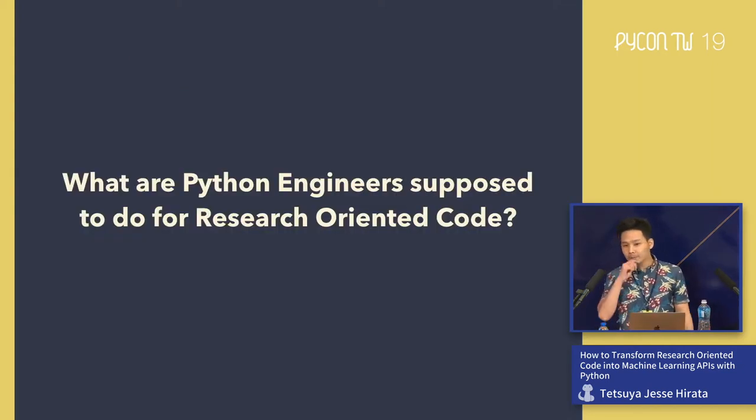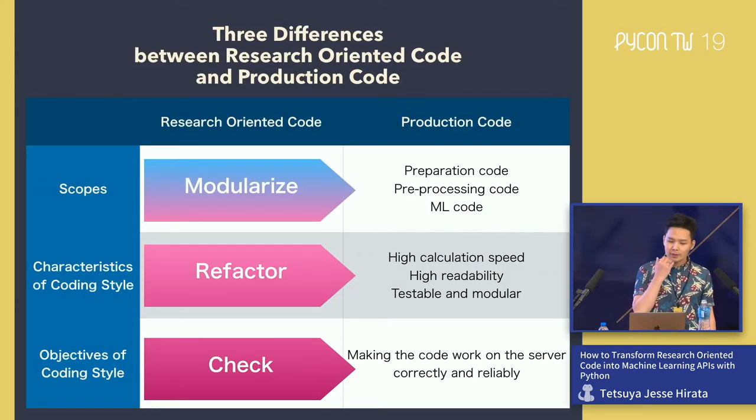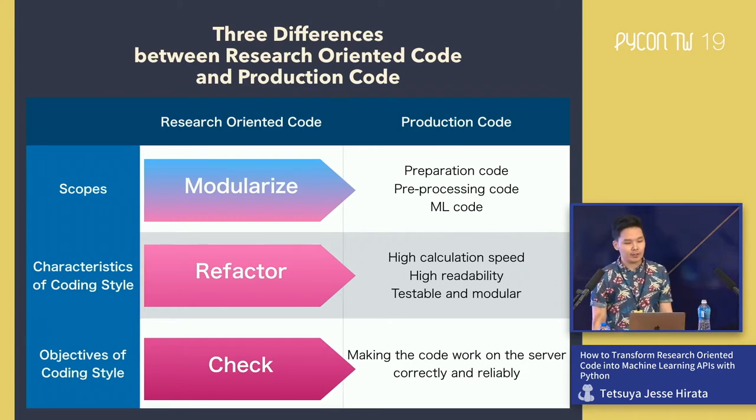Now, what is a Python engineer supposed to do with research-oriented code? Modularize the research-oriented code into preparation code, pre-processing code, and ML code, then refactor them, and then write code to check that it works correctly.